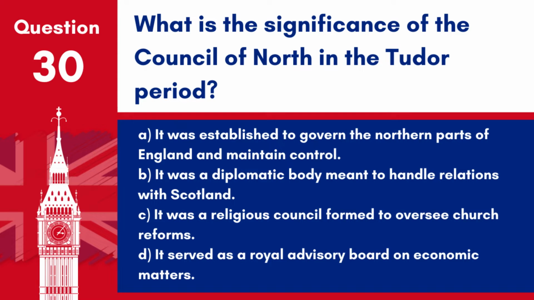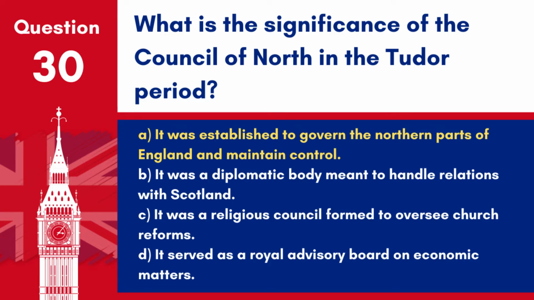Question 30. What is the significance of the Council of the North in the Tudor period? A. It was established to govern the northern parts of England and maintain control. B. It was a diplomatic body meant to handle relations with Scotland. C. It was a religious council formed to oversee church reforms. D. It served as a royal advisory board on economic matters.